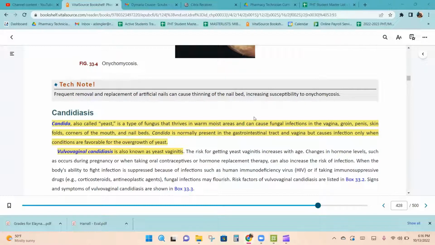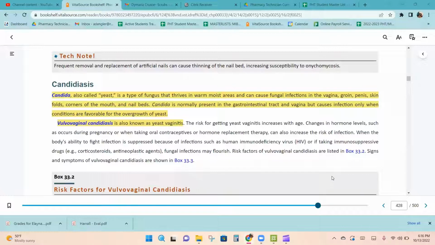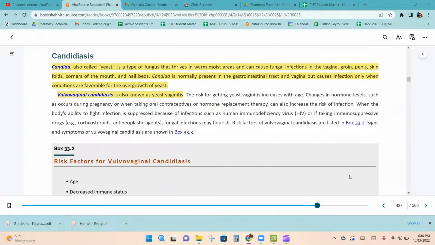Vulvovaginal candidiasis is also known as yeast vaginitis. Changes in hormone levels, age, pregnancy, taking oral contraceptives or hormone replacement therapy can increase the risk of this infection.